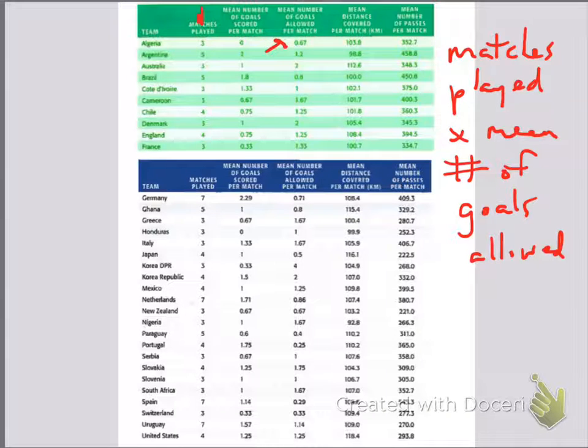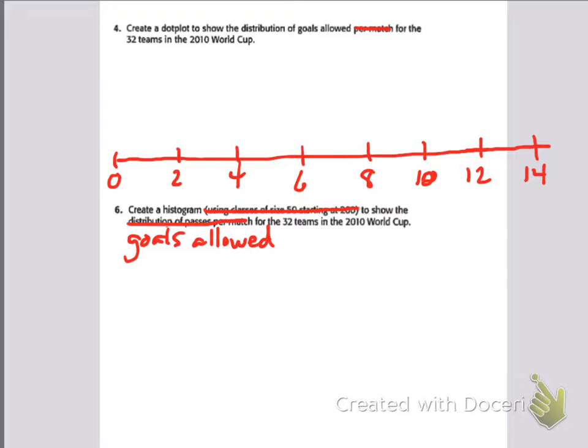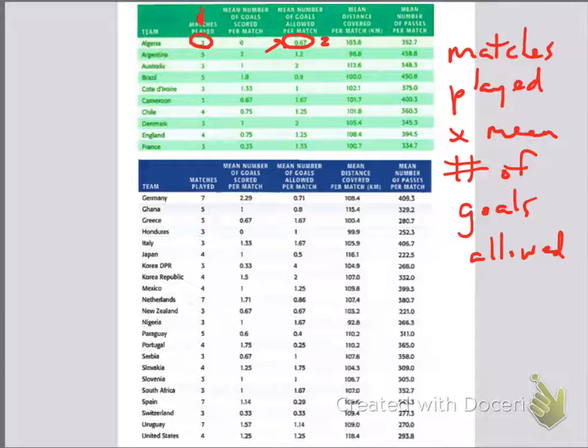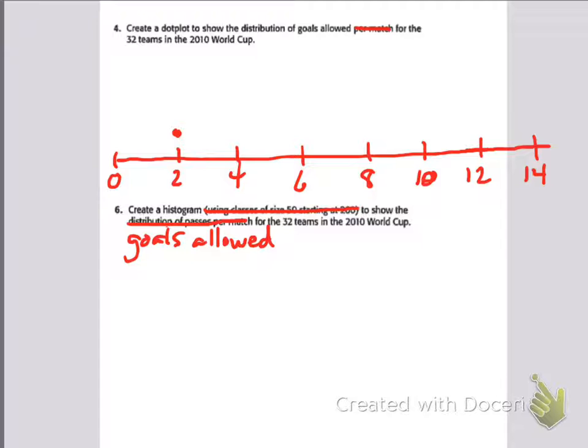So we're going to do 3 times 0.67. Well, 0.67 is 2/3. 3 times 2/3 is 2. Okay, so Algeria allowed 2 total goals in the World Cup 2010. So we put a dot at 2. Okay, Argentina, 5 times 1.2 is 6. So we go to 6, make a dot.